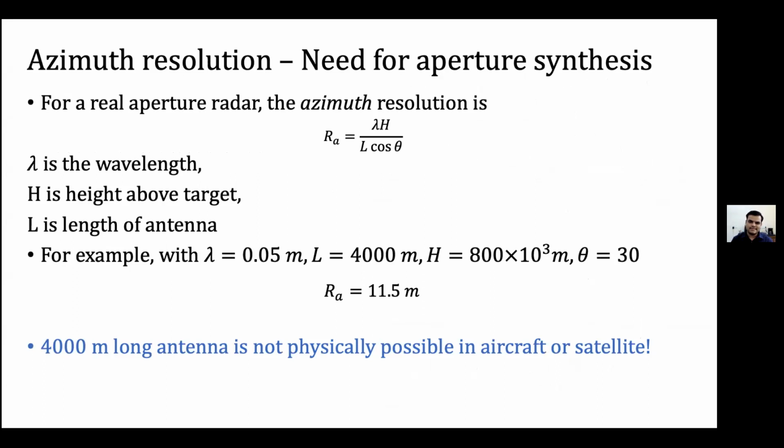So it is a bit mathematical. So I've just mentioned a few equations here. No need to go into that. But basically, if let's say we want a resolution of 10 or 11 meters, then the equations show that we need a radar antenna which has a length of 4,000 meters, so around 4 kilometers. So that is not possible.